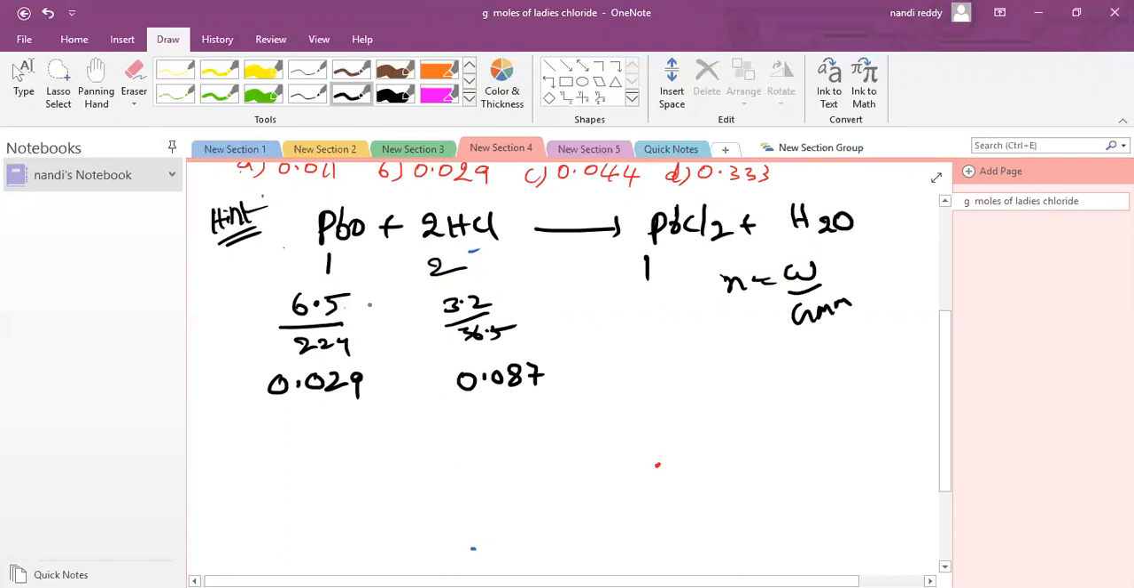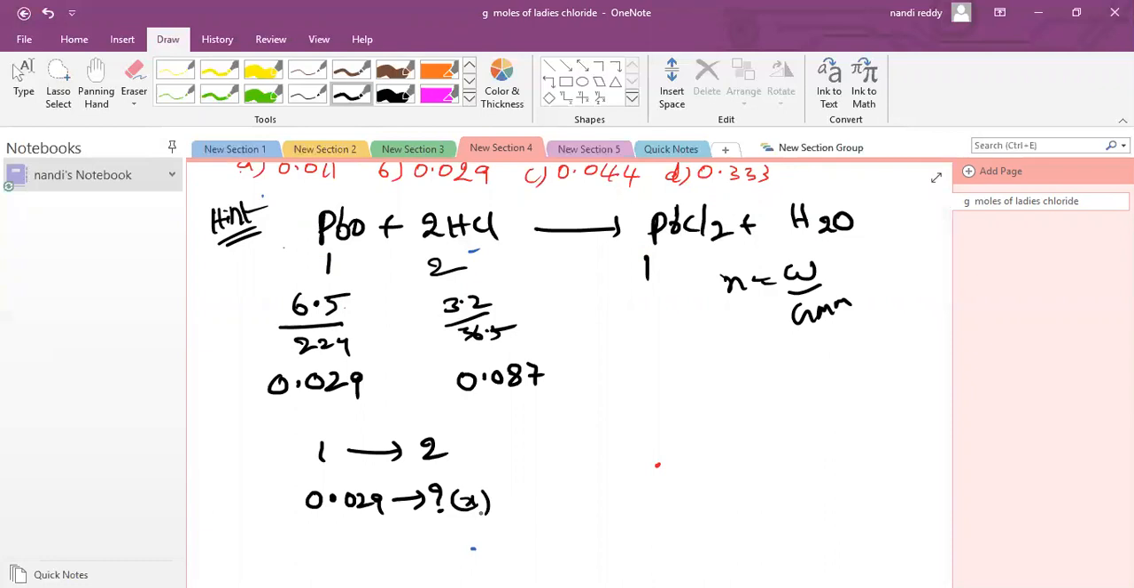So now we need to find out which is the limiting reagent. Again, there is a step here. 1 mole PbO requires 2 moles of HCl. Clear? Then 0.029 requires how many moles of HCl? Clear? Now can you try this?